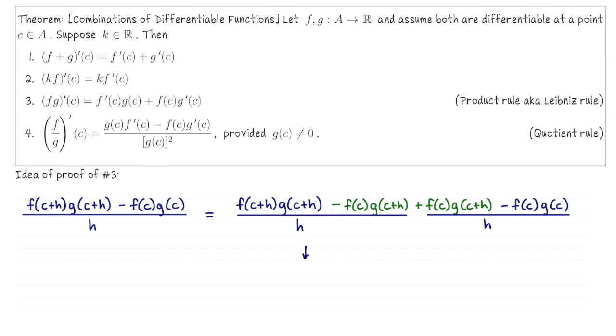Now the idea is as h goes to 0, if I pull that g of c plus h out and let h go to 0, that's just going to go to g of c, but then f of c plus h minus f of c divided by h will go to f' at c times g of c, plus pull f of c out, that's actually just a number, let h go to 0, g of c plus h minus g of c divided by h is g' at c. So this setup would lead to a proof of the product rule.